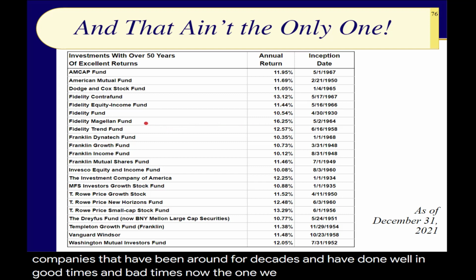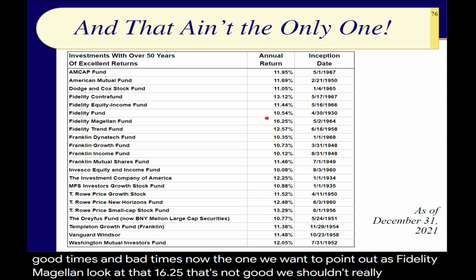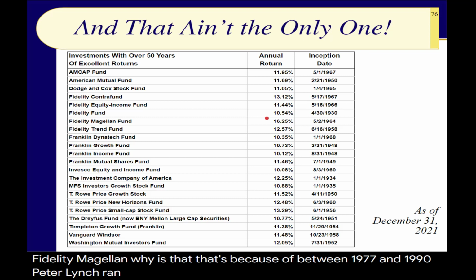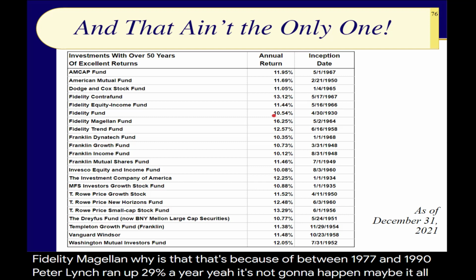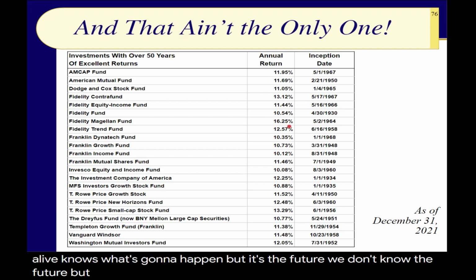Now, the one we want to point out is Fidelity Magellan. Look at that, 16.25. That's not good. We shouldn't really include Fidelity Magellan. Why is that? That's because between 1977 and 1990, Peter Lynch ran up 29% a year. Yeah, no, it's not going to happen. Maybe, who knows what's going to happen? But it's the future. We don't know the future. But since then, it's never reclaimed its glory.